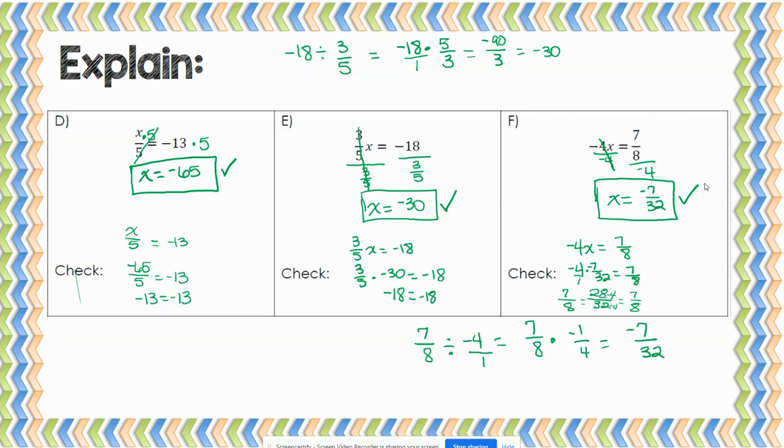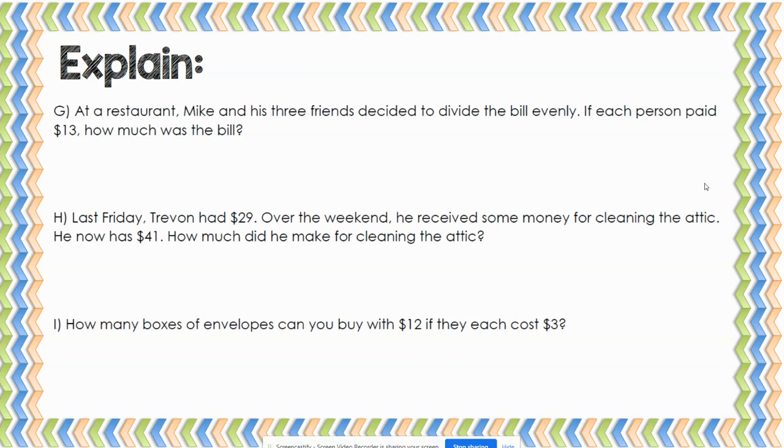Now let's apply this to some real-world problems. G says, at a restaurant, Mike and his 3 friends decided to divide the bill evenly. If each person paid $13, how much was the bill? Well, the first thing that you have to recognize is that it says Mike and his 3 friends. It does not say 3 friends decided to divide the bill evenly. It says Mike and his 3 friends, which means that there are actually 4 people total who are splitting the bill, not just 3.